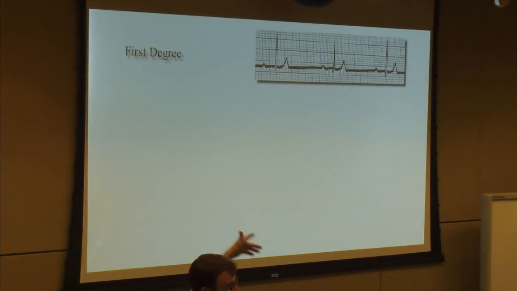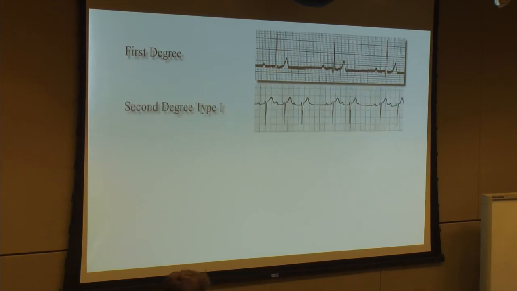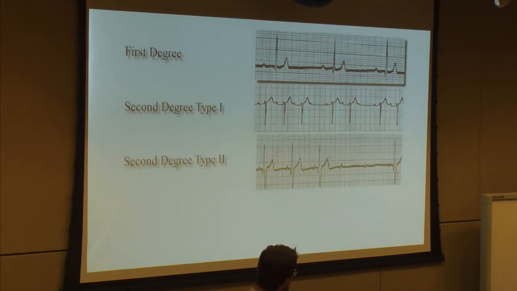First degree, we talked about that. Long PR, wide PR, right? Second degree type 1, I have this gradual increasing and then a dropped beat. So it's less severe than second degree type 2, which has a consistent interval and then dropped beats. This one is less dangerous than this one.